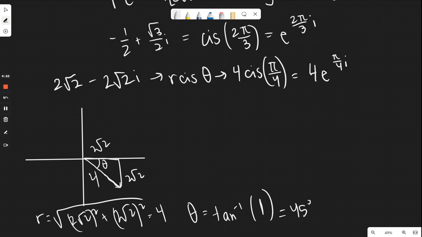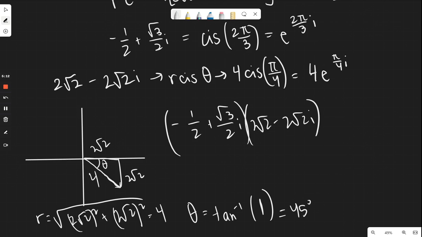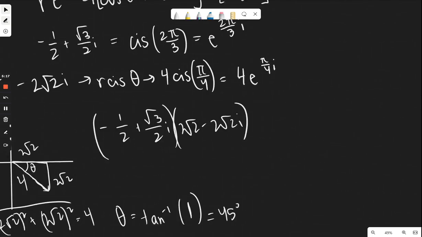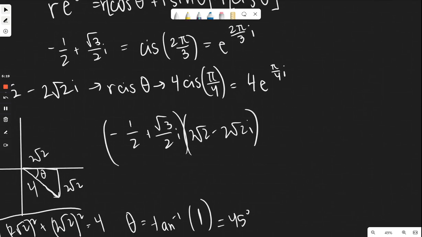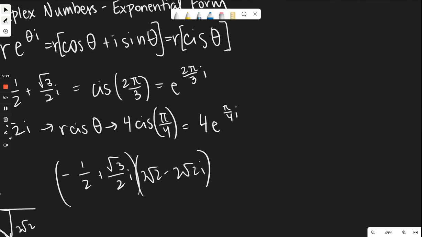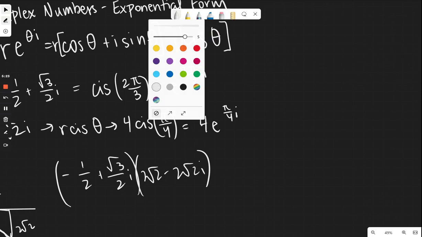All right, this is where it gets interesting, because if I told you to multiply negative 1 over 2 plus square root 3 over 2i times 2 square root 2 minus 2 square root 2i, you could do it, right? You would probably do it, but if I have to do this, I'd groan a little bit. I'd just be like, ugh, okay, fine. Do I really have to? But when they're in exponential form, it is so much easier.